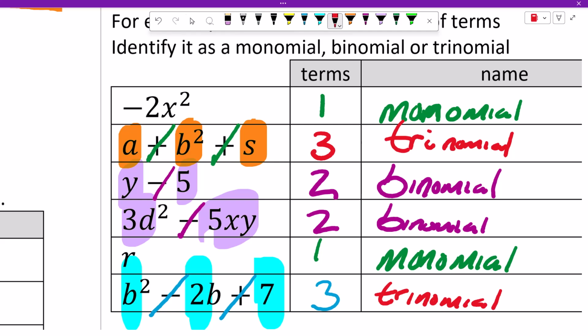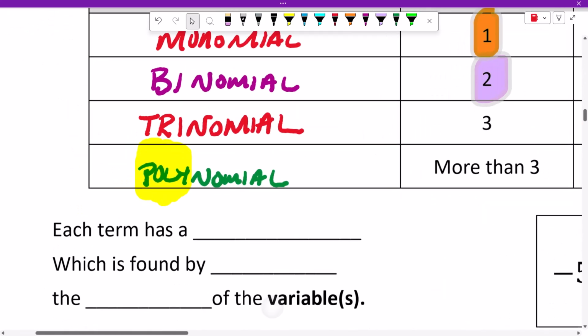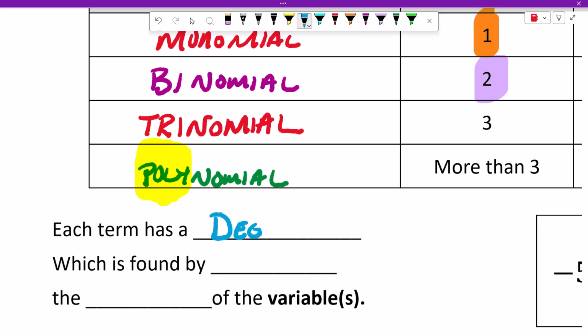Okay. So now there's a characteristic that you need to know. Each of these terms has something called a degree. Now, in grade 9, you are not going to get tested on what a degree is. You just need to be able to figure out what the number is for the degree. I'll give you a sneak peek of what a degree is.